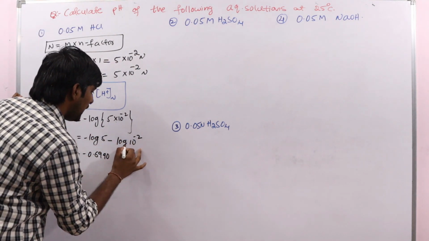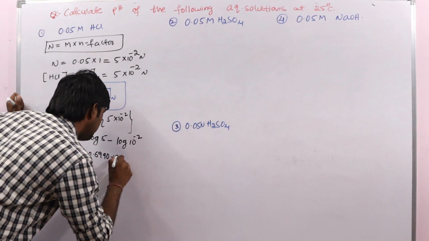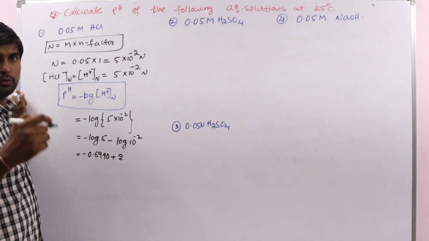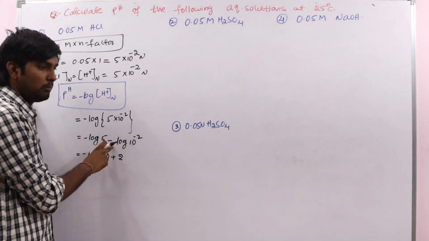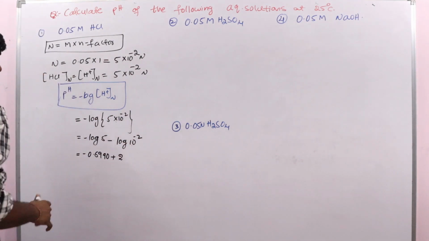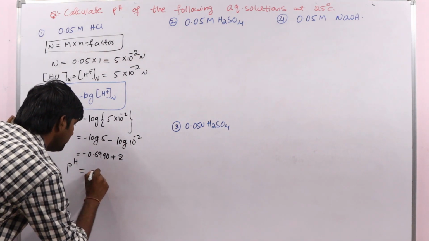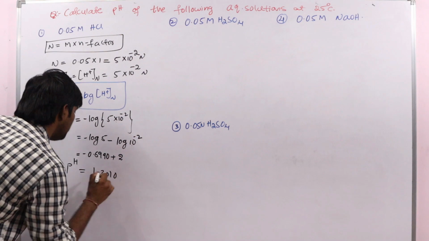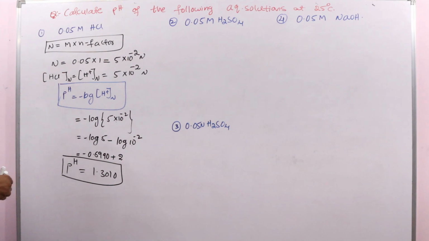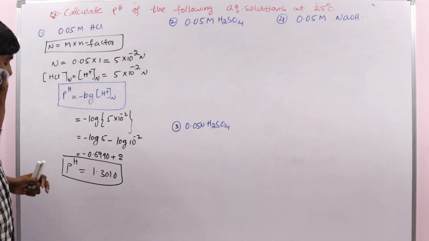Here, in log 10 power minus 2, this minus 2 comes here. Minus into minus will be plus 2. Now log 10 base 10 is equal to 1, so there is no need to write it. Now 2 minus 0.6990, pH is equal to 1.3010. So this is the pH of 0.05 molar aqueous solution of HCl at 25 degrees centigrade.